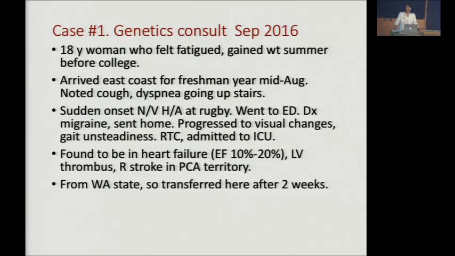She progressed to have visual changes, unsteadiness of her gait, returned to clinic, and was admitted to the ICU in New York. She was found to be in heart failure with an ejection fraction of 10 to 20%. She had a thrombus in the left ventricle and had suffered a right stroke in the posterior cerebral artery territory. She was actually from Washington State, so her family asked her to be transferred back here to UW Medical Center, where I was asked to see her.